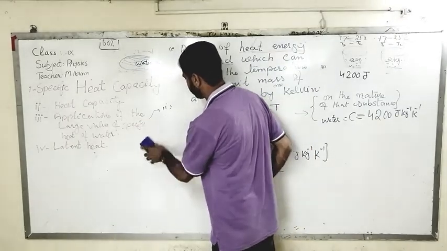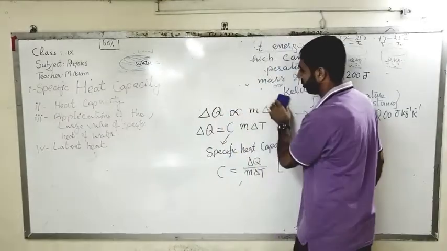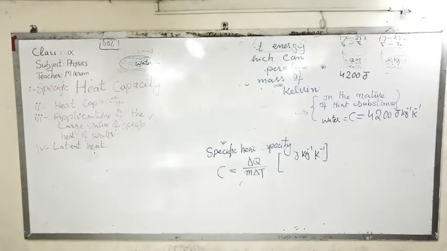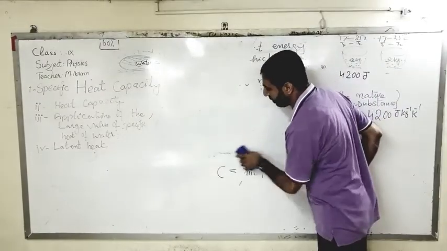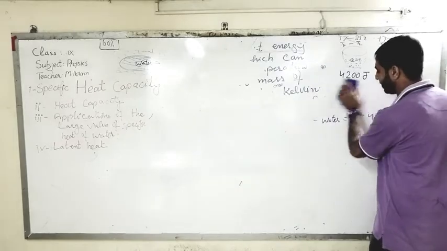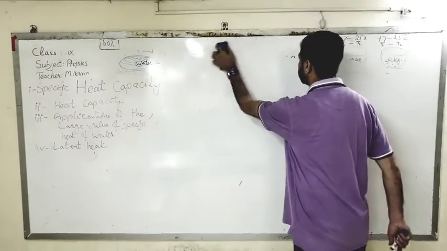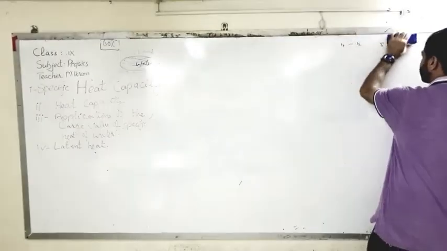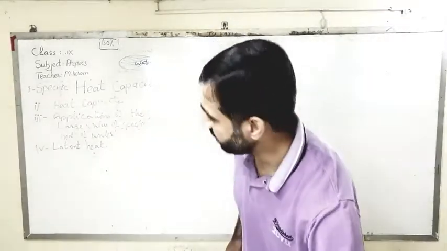The next important point here is the heat capacity. Heat capacity is the product of the specific heat of a substance and the mass of that substance.